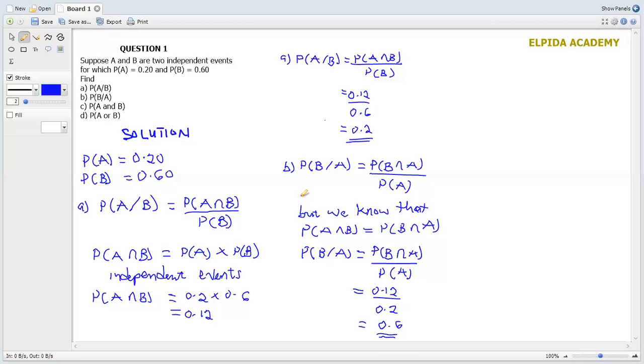So you are finding the probability of B given A. This is going to be the probability of the intersection, B intersection A, all over the probability of A, the one given. But we know that the probability of A intersection B is the same as the probability of B intersection A. So the probability of B given A is equal to the probability of B intersection A all over the probability of A. You have 0.12 over 0.2 giving us 0.6. So let's come to C.